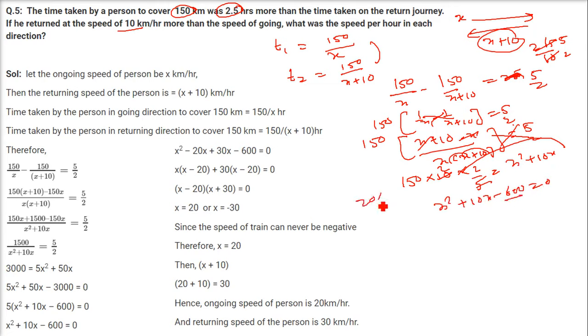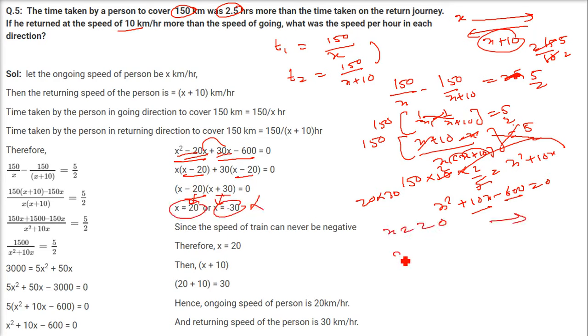Now this 600 can be written as 20 into 30, which will give you 10x also. So 10x can be written as x square minus 20x plus 30x. So you can take x common, x minus 20 will remain, 30 common, x minus 20 will remain. So x minus 20 can be taken out, so x plus 30 will be there. This will give you x equal to 20, this will give you x equal to minus 30. Now since this is negative, we don't take this, x equal to 20 we take.